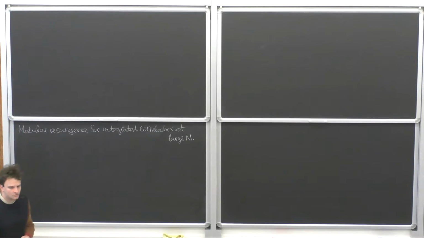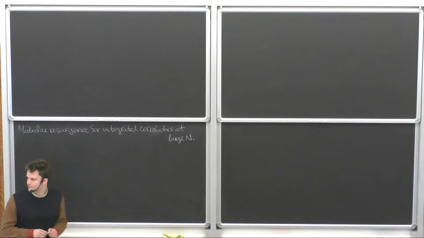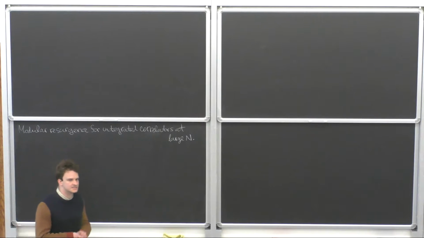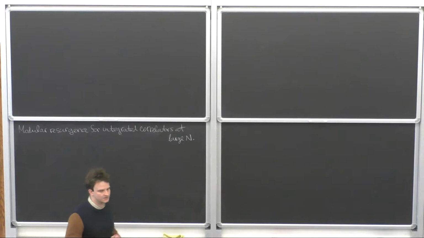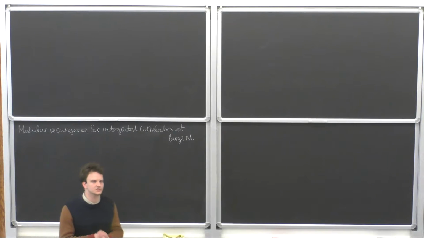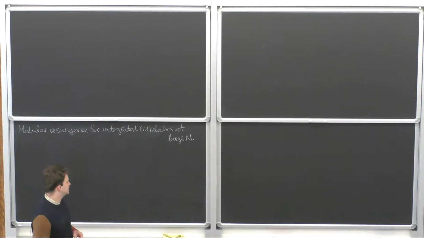So the overall structure of my talk will be that I will initially discuss some of the background for resurgence in these integrated correlators, explaining why they're physically interesting and some of the mathematical structures which naturally arise, and then I will try and unify them and show how they really fit together.